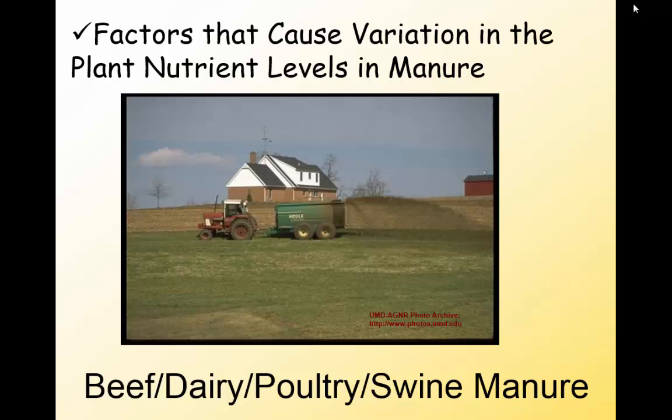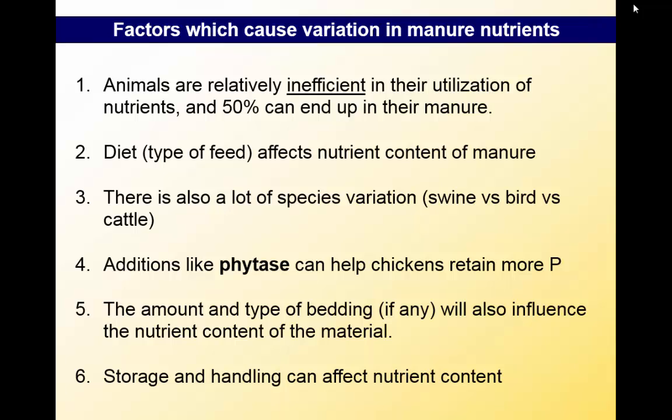So what are factors that cause variation in the plant nutrient content of all these manures? Animals are relatively inefficient in their utilization of nutrients, and 50% can end up in their manure. Meaning, just like when you eat food, not everything is processed into your body. You're not 100% efficient. Same thing with animals. They lose some nutrients. Some of it comes out.